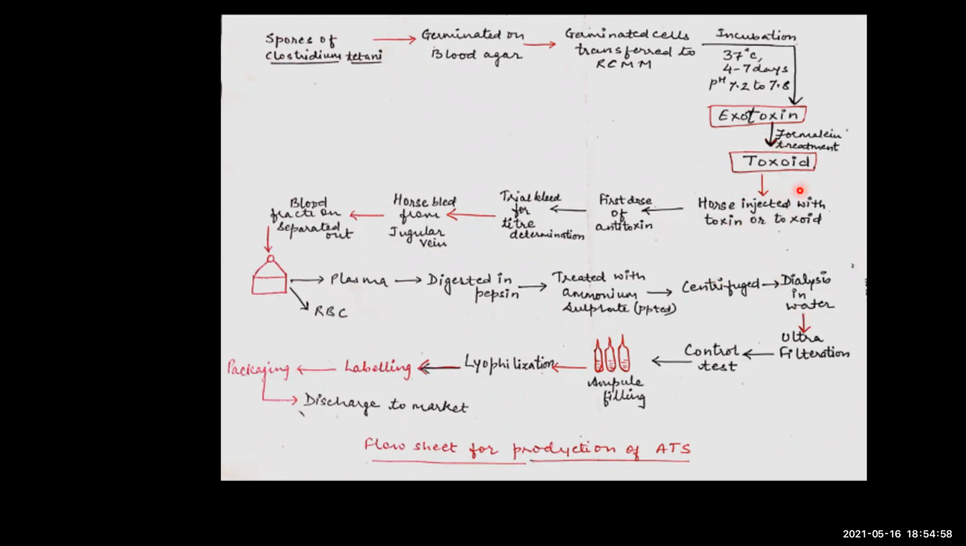Here we are studying anti-tetanus serum production flowchart. The horses are injected with toxin or toxoid, go on increasing the dose. Then trial bleed is done. If the trial bleed contains sufficient amount of antitoxin, then the horse is bled from external jugular vein. The blood collected is separated into two fractions, RBCs and plasma. Plasma is first digested in pepsin, precipitated out by treating with ammonium sulfate, centrifuged, dialyzed in water, subjected to ultrafiltration, and after control purity potency testing, ampule filling is done. Then the ampules are lyophilized, labeled, packed, and discharged to market. Okay, this is how anti-tetanus serum is prepared.